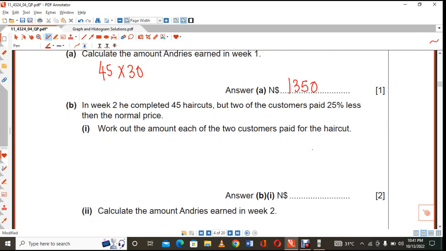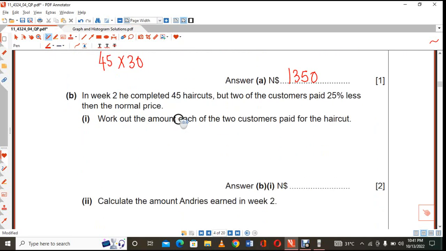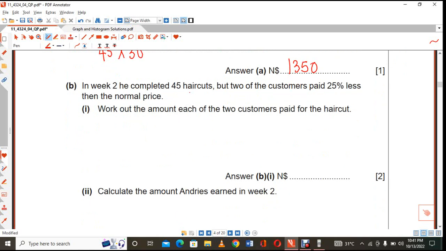In week 2, he completed 45 haircuts. Please don't get confused. It's not $45. In the first part, it was 30 haircuts. So here it's 45 haircuts. But 2 of the customers paid less. So if 2 of the customers pay less, we're going to have 43 customers, and the other 2 pay 25% less. The 43 customers pay the normal price. These ones pay 25% less. In essence, they pay only 75%.